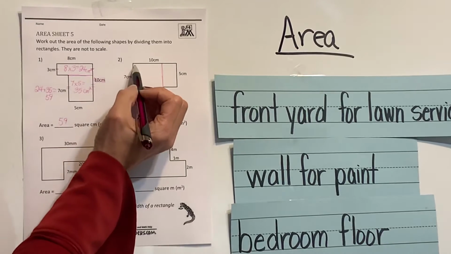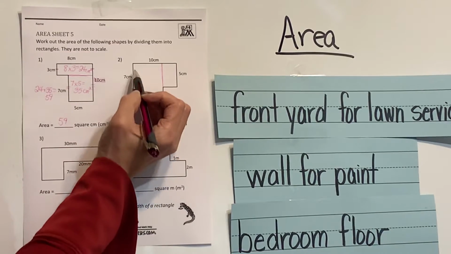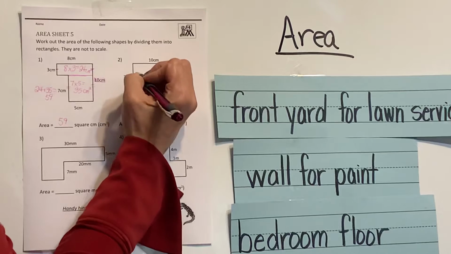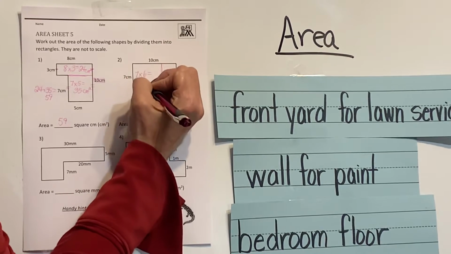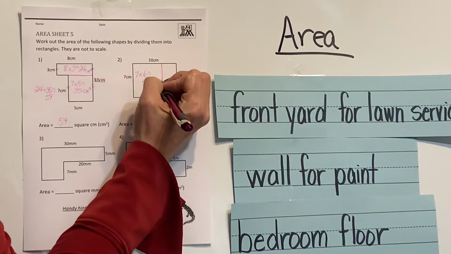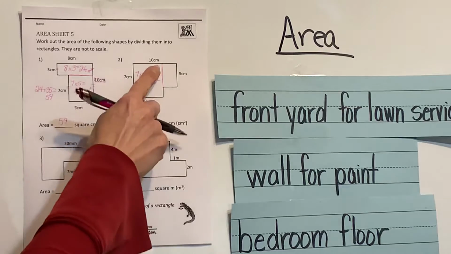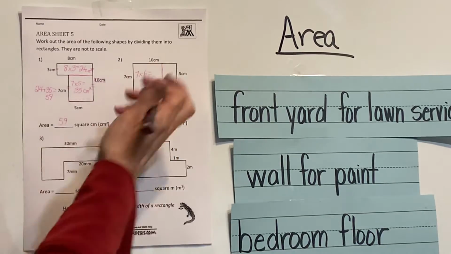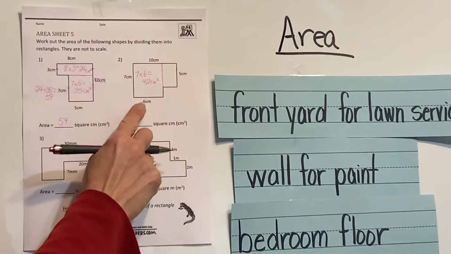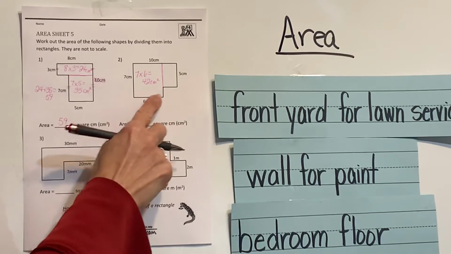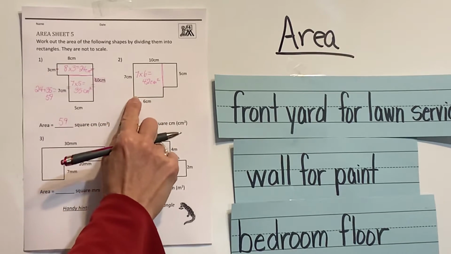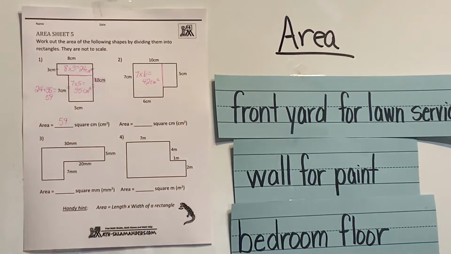I've got 7 times 6 gives me 42 centimeters squared. All right. Now, I notice here, when I break this up, this used to be 10. I'm not using that 10 anymore. This part is 6.